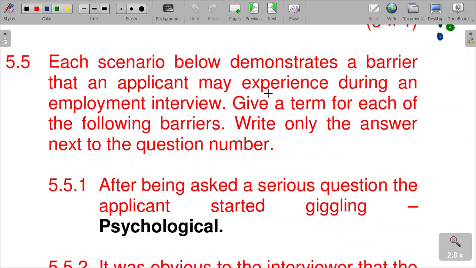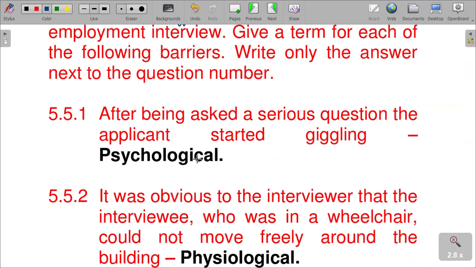Each scenario below demonstrates a barrier that an applicant may experience during an employment interview. Barriers, challenges, hindrances that an applicant can experience during an interview. Give a word or a term for each of the following barriers. Write only the answer next to the question number. After being asked a serious question, the applicant started giggling. The barrier is a psychological barrier.